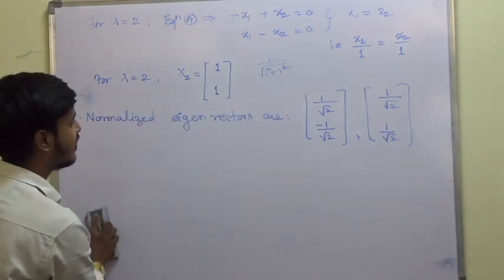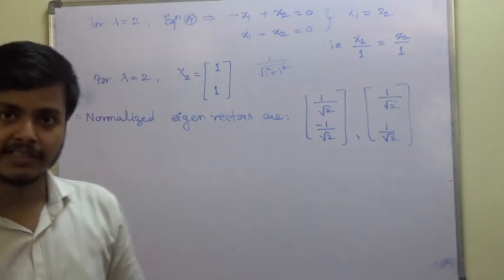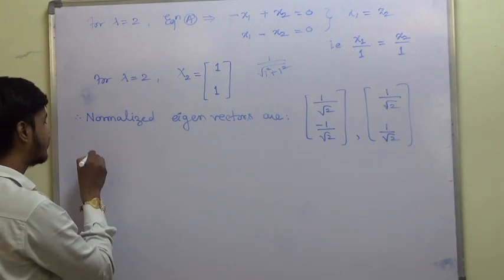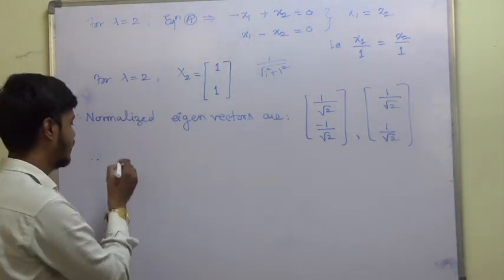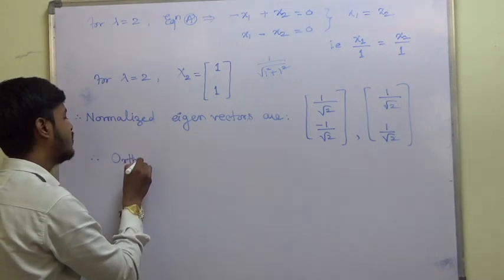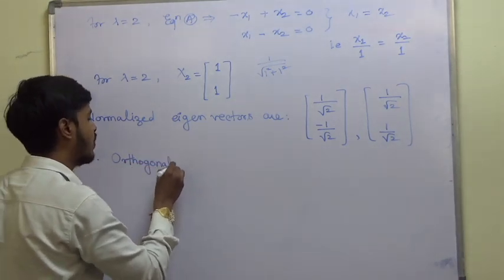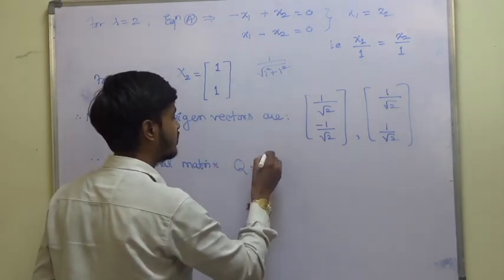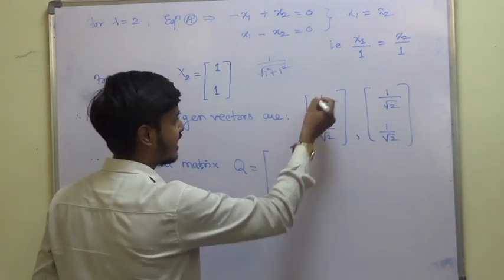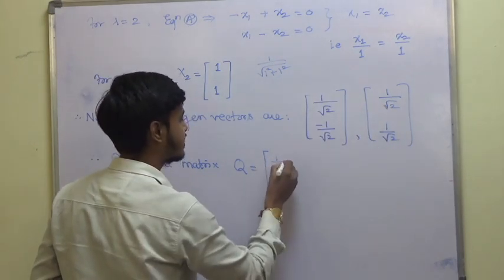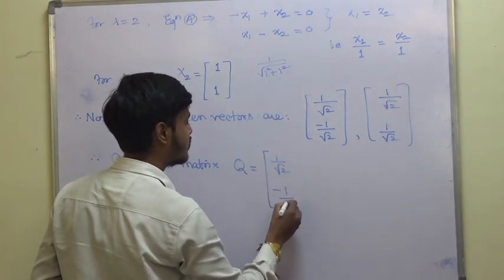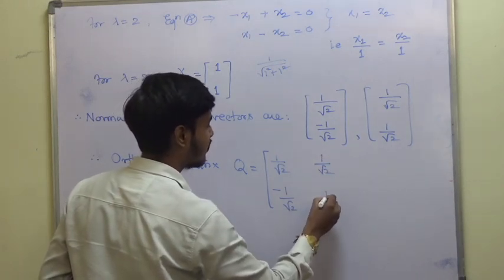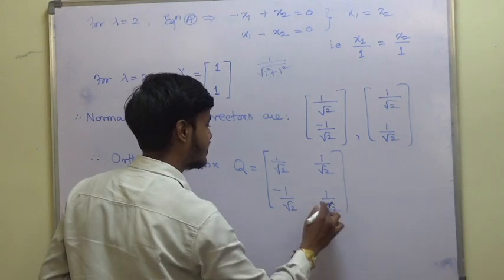Okay, so we have now the normalized eigenvectors. So let us write down the orthogonal matrix, and as you know, we are going to denote the orthogonal matrix by Q. Therefore, the orthogonal matrix Q is equal to, write down the first and then second column: 1 by root 2, minus 1 by root 2, then 1 by root 2 and 1 by root 2.